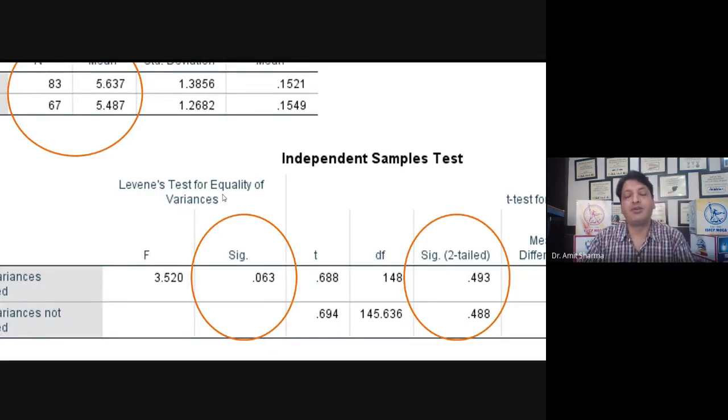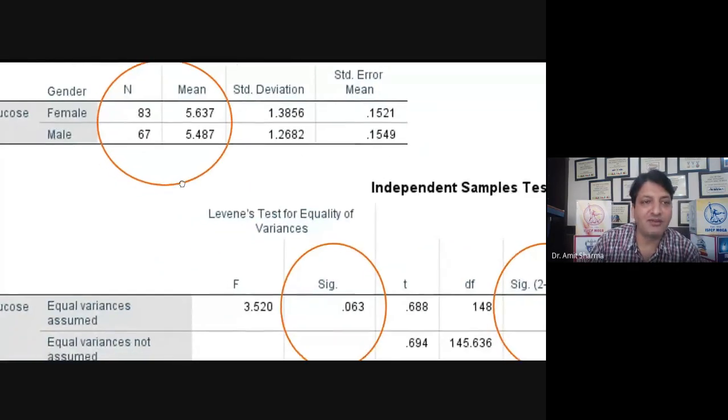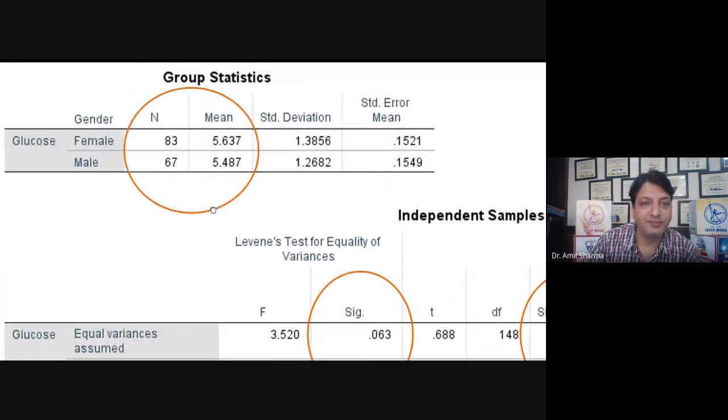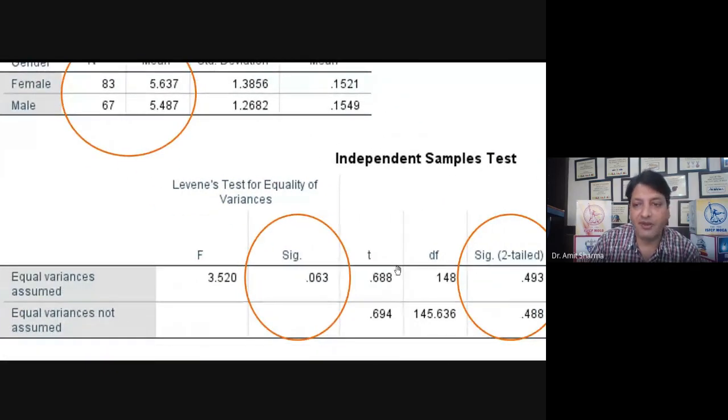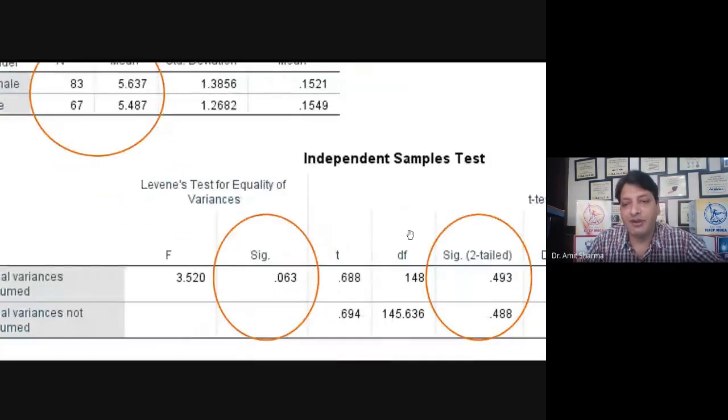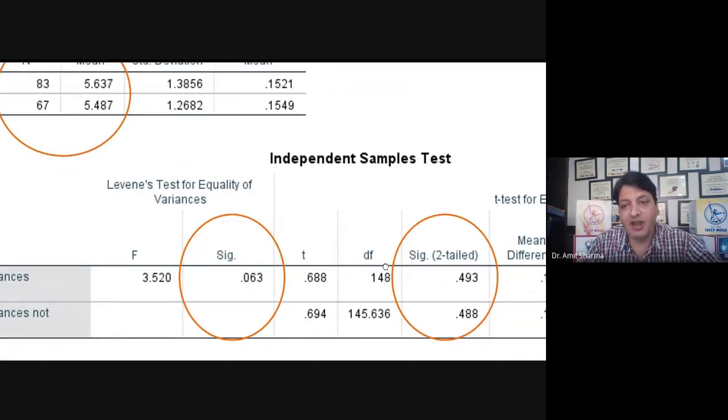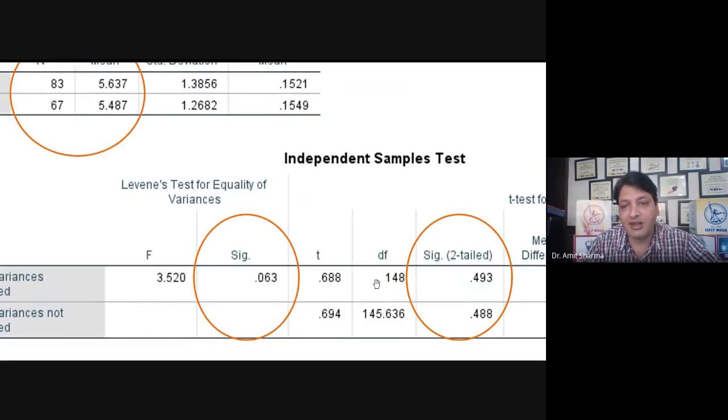I want to tell you one thing, that for each test we have to calculate the degree of freedom, and the degree of freedom for this test is n minus 2. For example, the sample size which we have taken for this test is 150. Clear? And we are getting a degree of freedom of 148. That means the data of all the patients was entered correctly. That is n minus 2, 150 minus 2 is equal to 148.